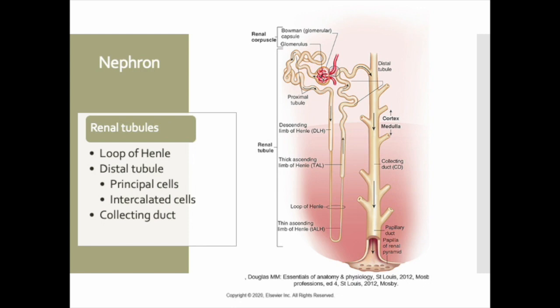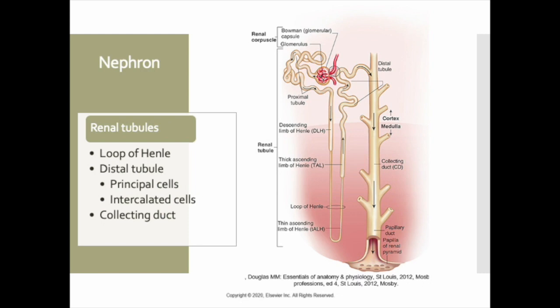Now the proximal tubule finally joins the loop of Henle. You see this down here. And this is going to extend into that medulla space. The cells of this area are very thick and cuboidal, and it helps with the active transport of solutes, but it does not allow the transport of water.